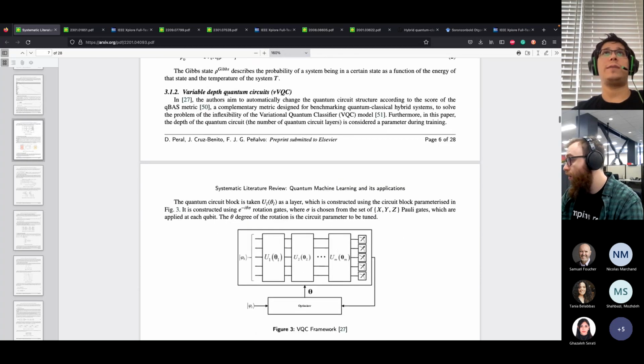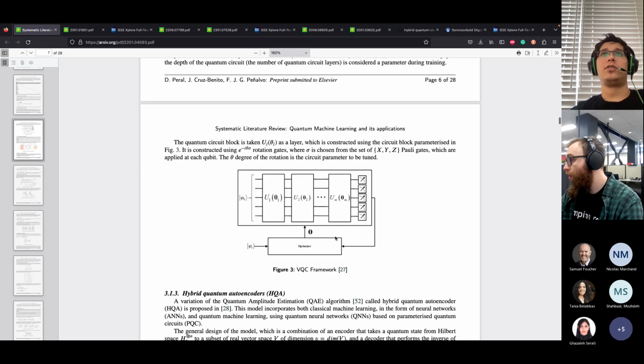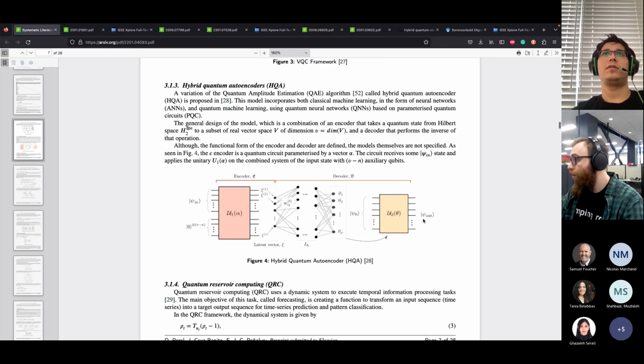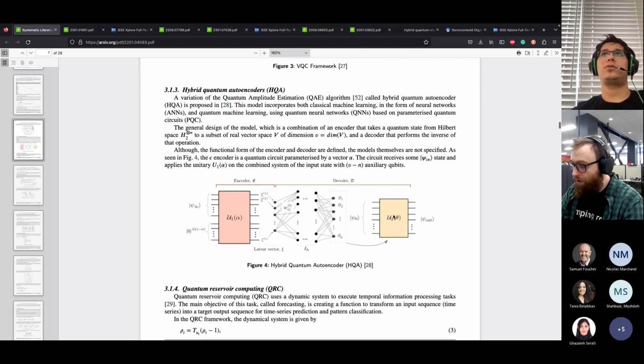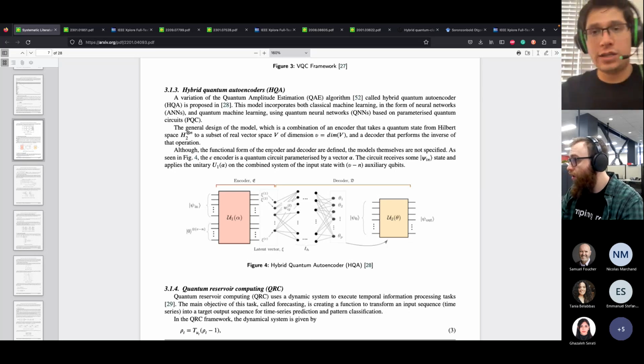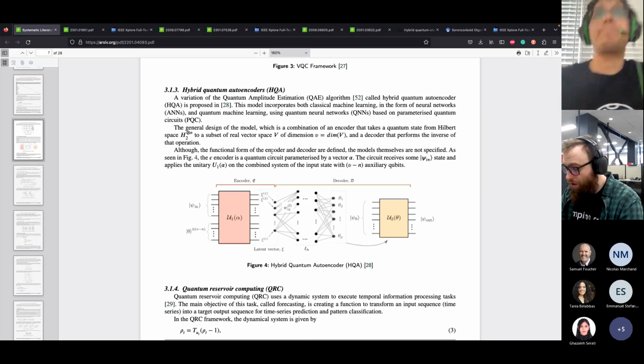Yes, variable depth quantum circuits. Okay. So here, I'm not sure if they train the depth of the circuit too, but this is something we can look at. Hybrid quantum autoencoders. Okay, so I'm not sure if some of you are familiar with autoencoders. Basically, you have a layer in the middle in which you want to project your data, so that the data gets encoded into this smaller dimension.